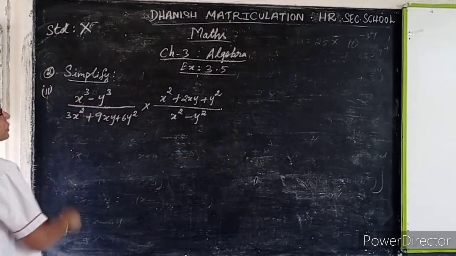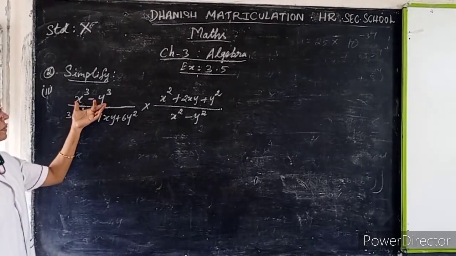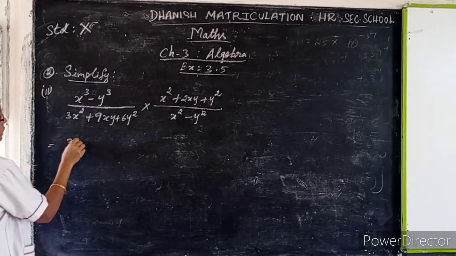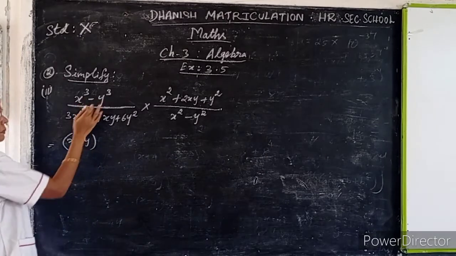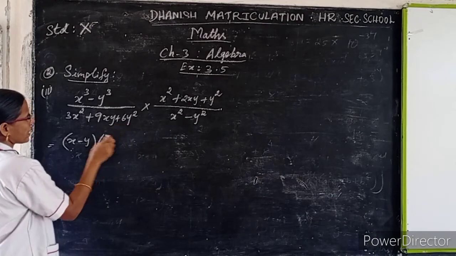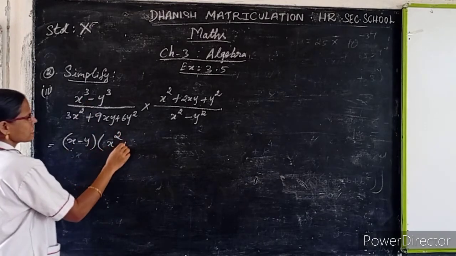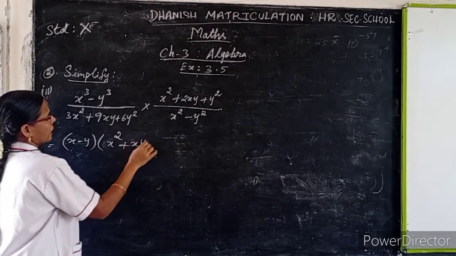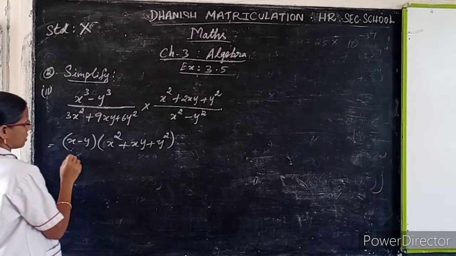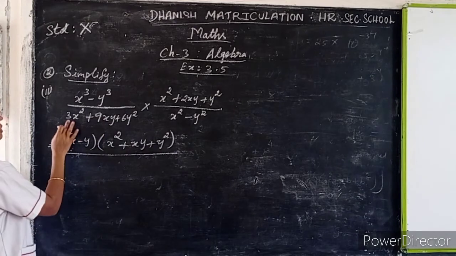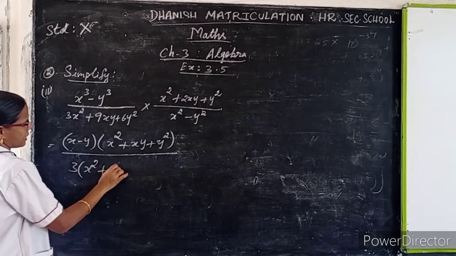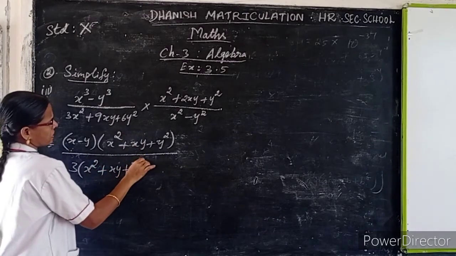Here the a cube minus b cube formula is a minus b into a square plus ab plus b square. So the numerator can be written as x minus y. By the a cube minus b cube formula, a minus b into another factor. This is one factor, another factor is a square: here x square, plus xy plus y square, which is b square. This is the formula for this. Divided by this denominator, 3 is common. So x square plus xy plus y square are the remaining terms.